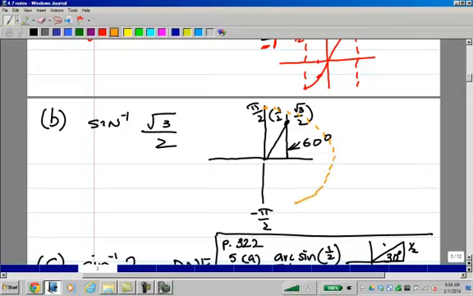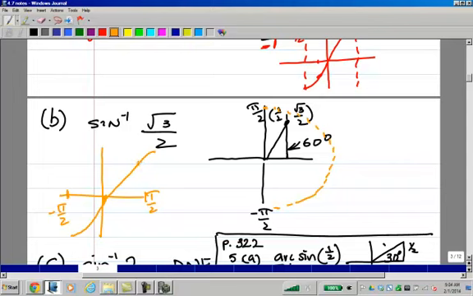Okay? The right hemisphere, that's all we're considering. And let's draw ourselves the sine function, from negative pi over 2 to pi over 2. Okay, so here it is right here. All right. So, root 3 over 2, it's going to be up here somewhere.